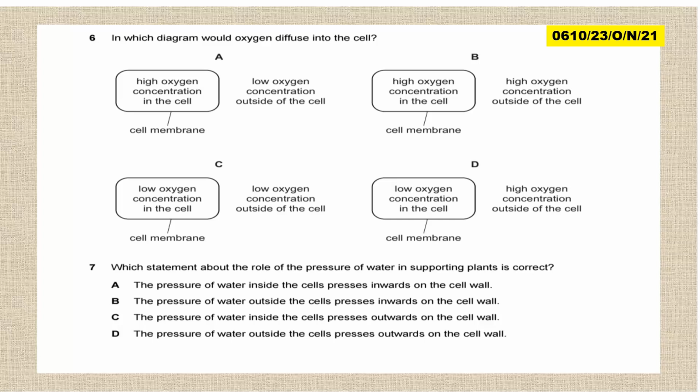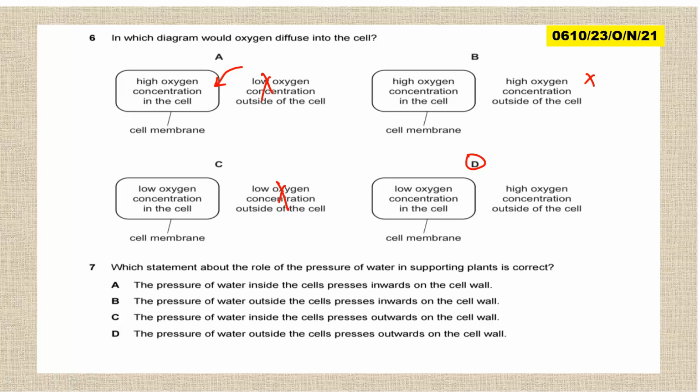This is paper 2, variant 3, October-November 2024. In which diagram would auxin diffuse into the cell? Diffuse into the cell means going into the cell, so outside, auxin should be at a higher concentration compared to the inside. High auxin concentration in the cell and high outside the cell cannot happen. So the answer is D.